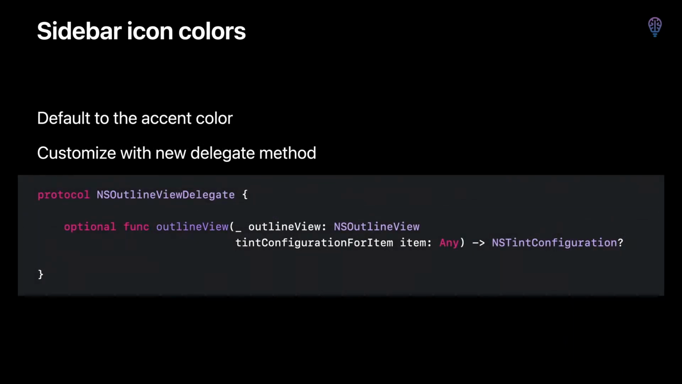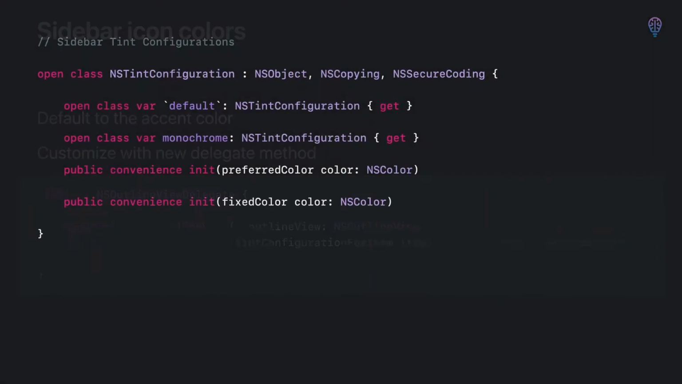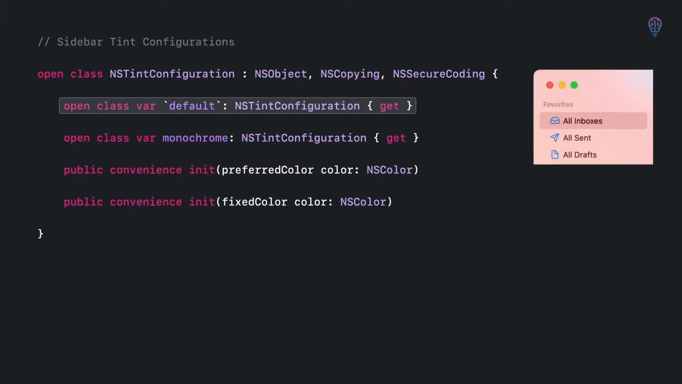The sidebar has also gained a splash of color with new colorful icons. By default, all sidebar icons are colored with the accent color, but there's a new NSOutlineView delegate method that you can use to customize it. The delegate method returns an instance of NSTintConfiguration, which offers a few different types of tint. The first is the default configuration, which uses the accent color.